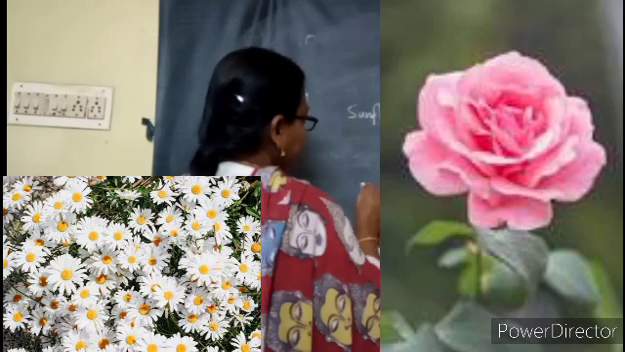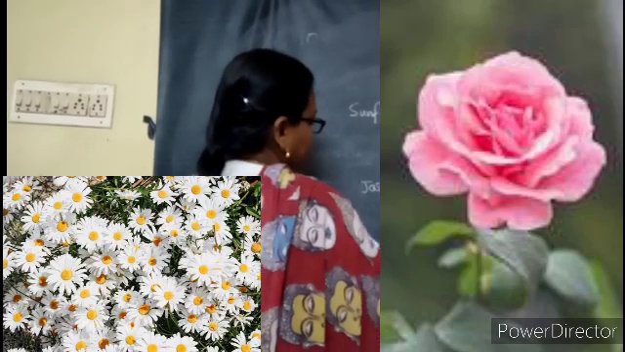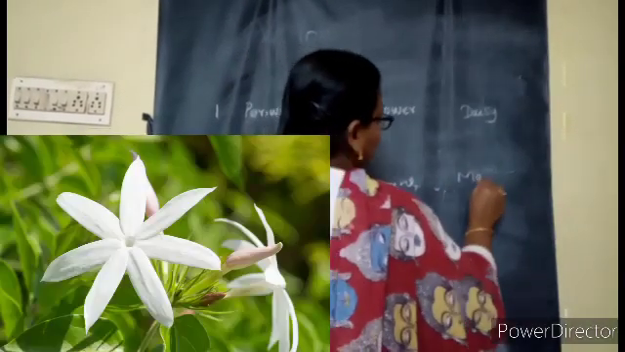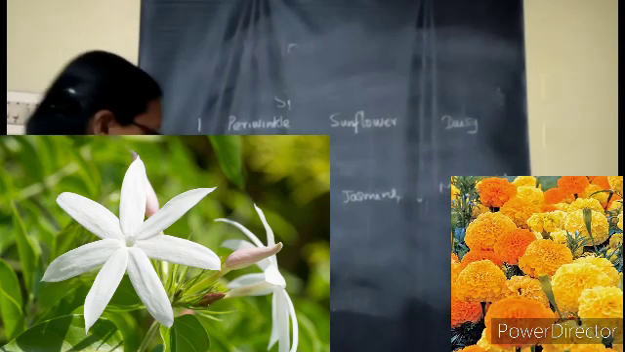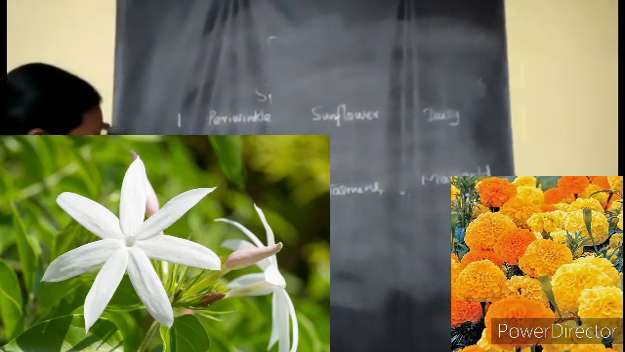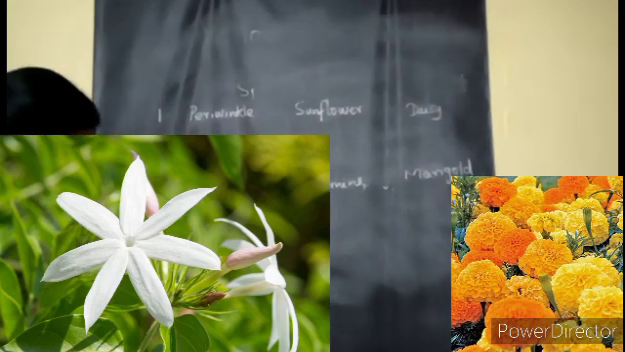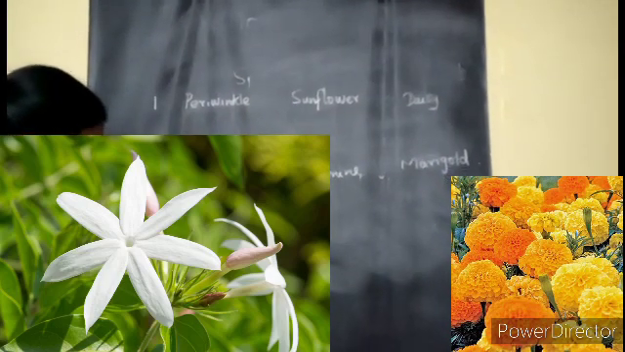Then we have jasmine and the marigold. So when you know the name of the flower, you can group them. That's why I am giving the numbers. They are asking you to group it. Now, children, in what all ways can we group them?